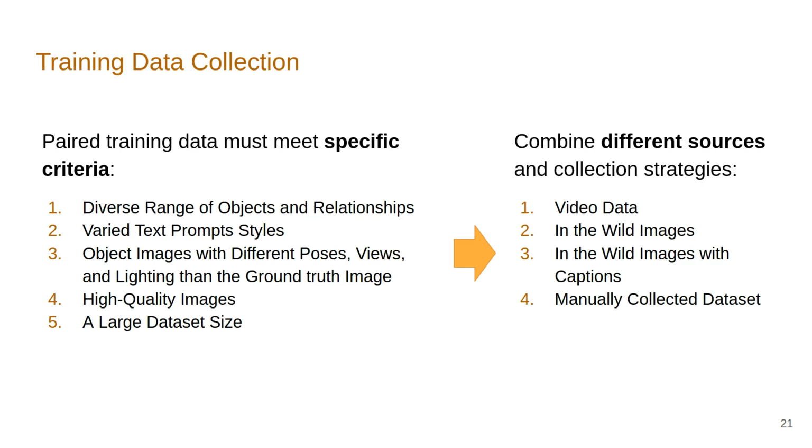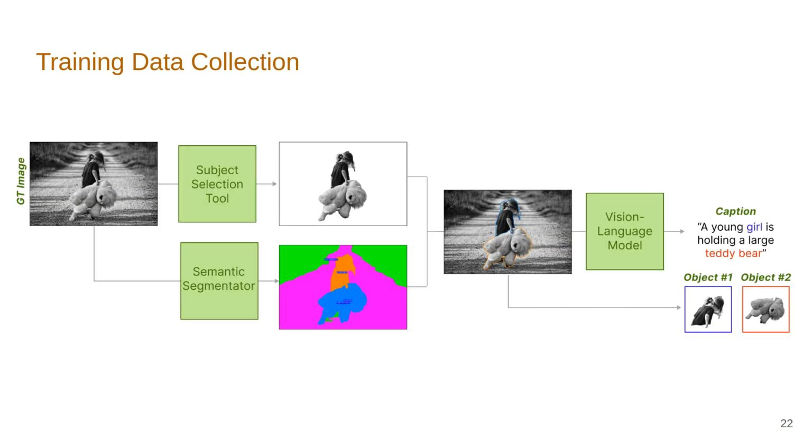Since those are a lot of constraints to meet, we had to rely on different sources and collection strategies, including video data, in the wild images with paired captions, and a small manually collected dataset. As an example, from a single image, all the necessary training data was obtained via the combination of a subject selection tool, a semantic segmentator, and a vision language model, ViP-LLaVA. For more details about this and the other data collection pipelines, please refer to the main paper and supplementary material.